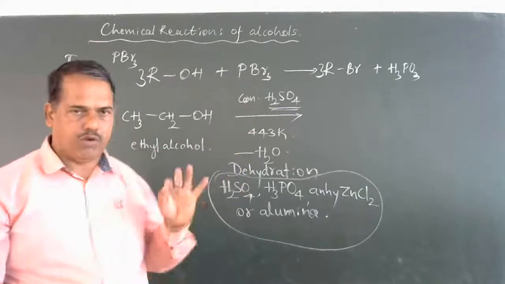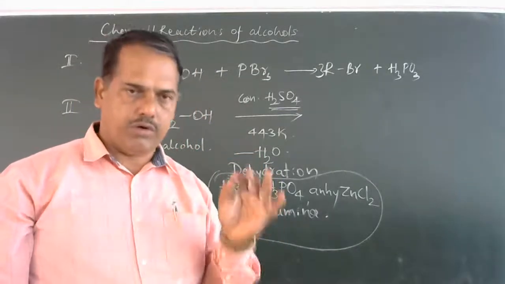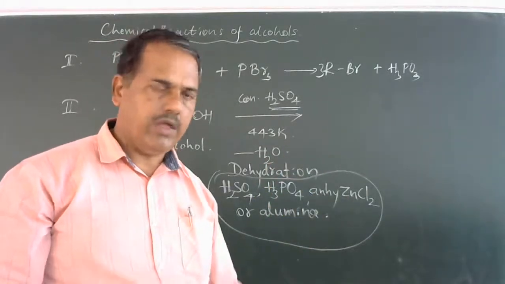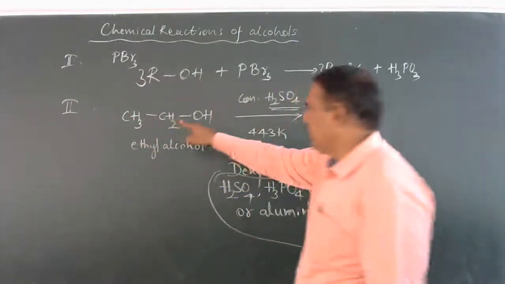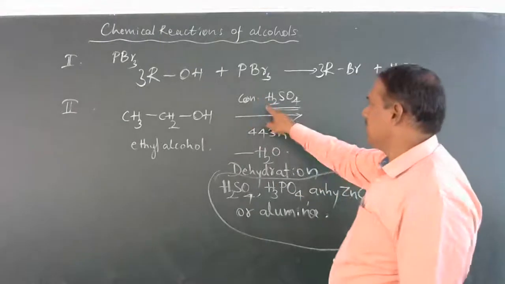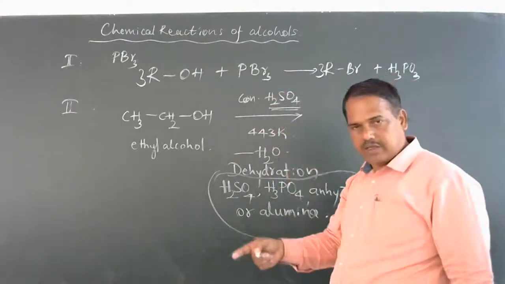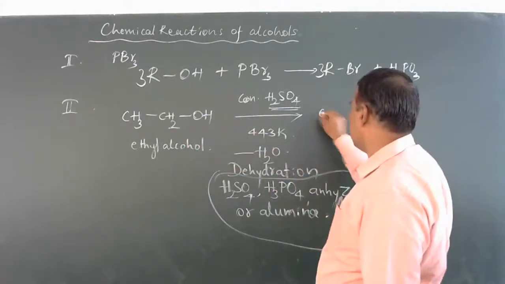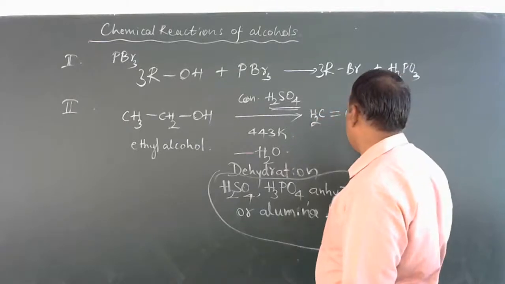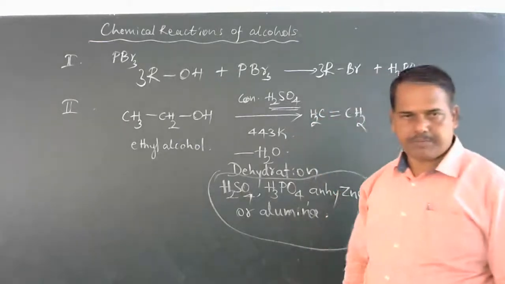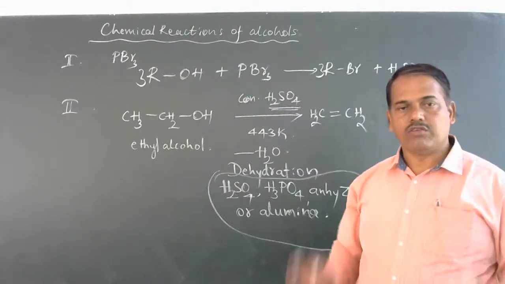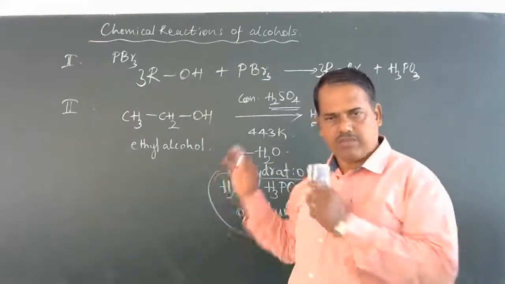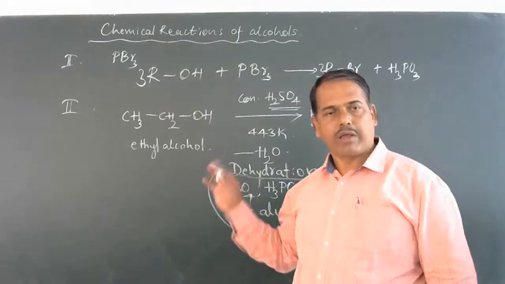One particular reaction which we are going to study is dehydration of alcohol by using concentrated H2SO4. See, when CH3CH2OH is treated with concentrated H2SO4 as a dehydrating agent, alkene is obtained, particularly here ethene is obtained. See, CH2 double bond CH2. Very, very important reaction. Every year we will ask. We have to study its mechanism also.